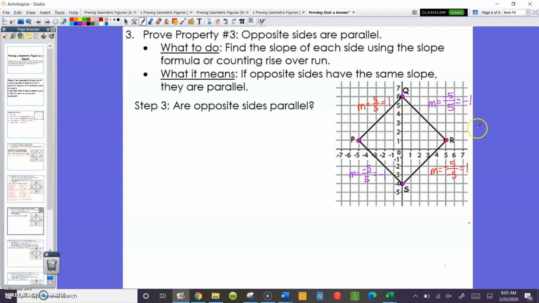Now that we found the slope of each side, what it means is, if opposite sides have the same slope, they are parallel. So opposite sides would be PS and QR. Do they have the same slope? We have negative 1 and negative 1. And now let's look at QP and SR. They have the slope of 1 and 1. Okay, so now we can answer our question. Are opposite sides parallel? Yes, opposite sides are parallel. And again, we know they're parallel because the opposite sides have the same slope.